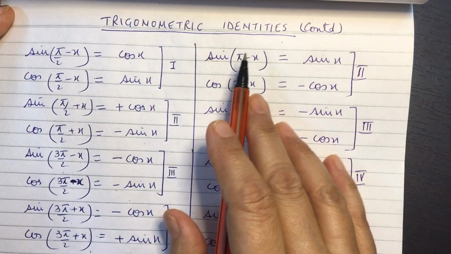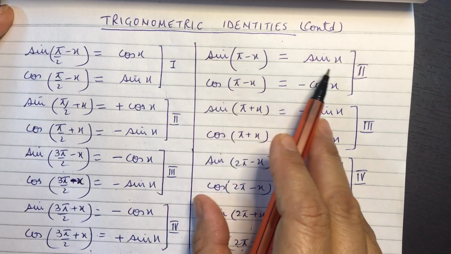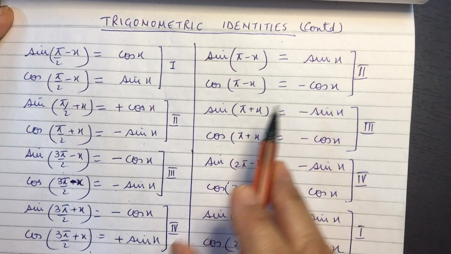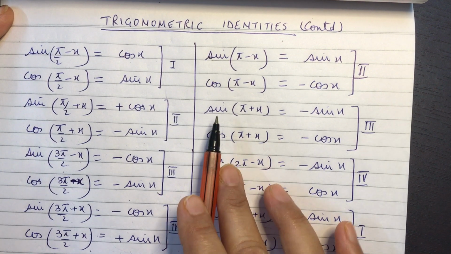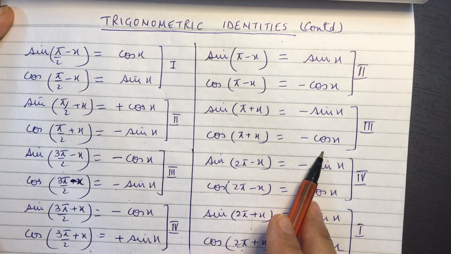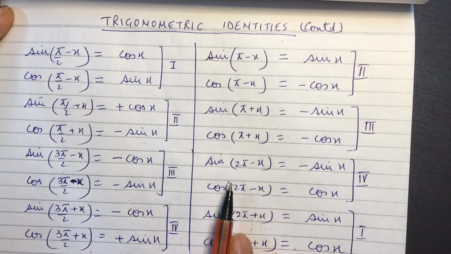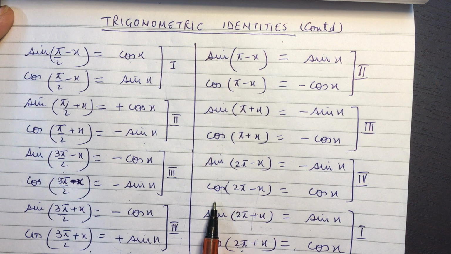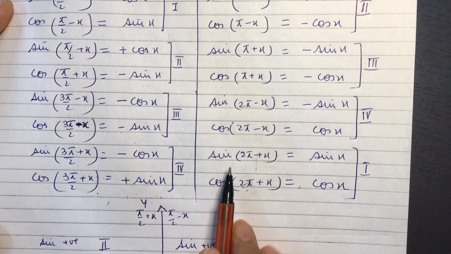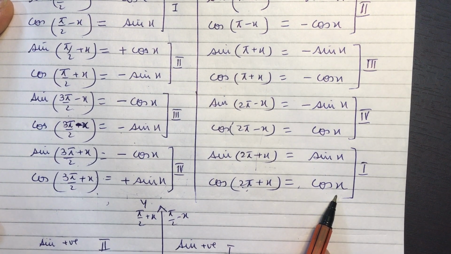Now again, for the angle pi minus x, sine becomes sine, cos becomes minus cos. For pi plus x, sine becomes minus sine, cos becomes minus cos. Similarly, for 2 pi minus x, sine becomes minus sine, cos becomes cos, and for 2 pi plus x, sine becomes sine and cos becomes cos.